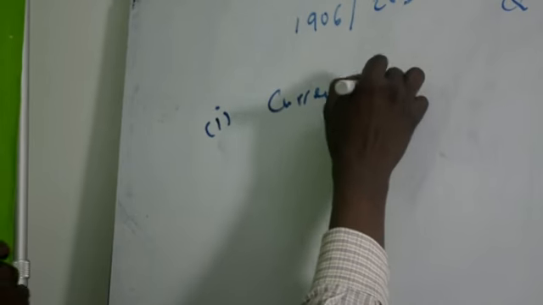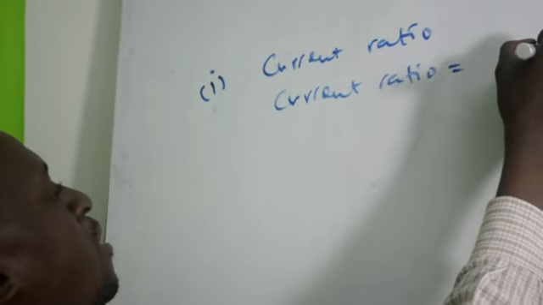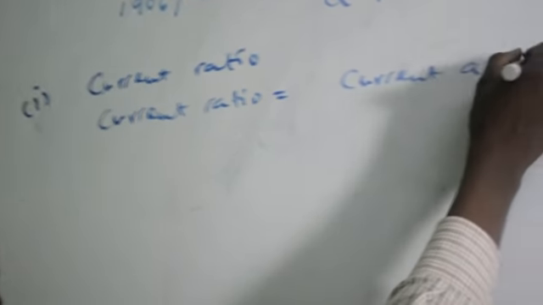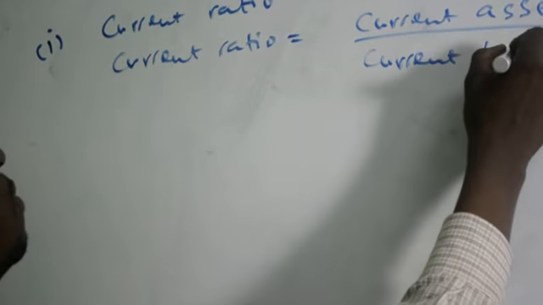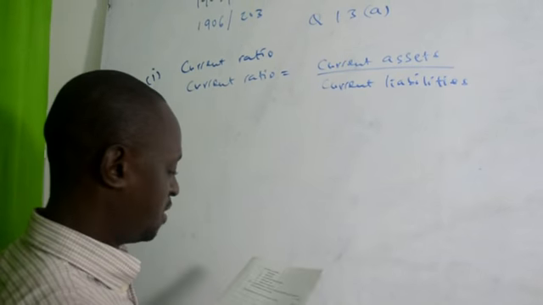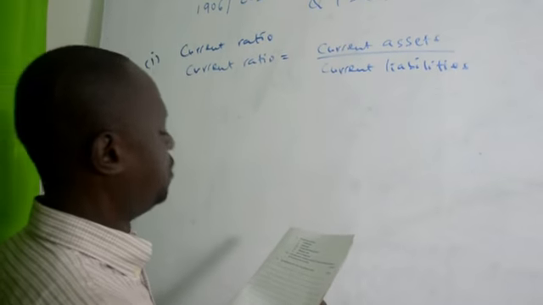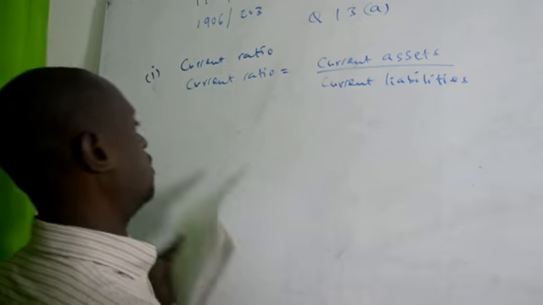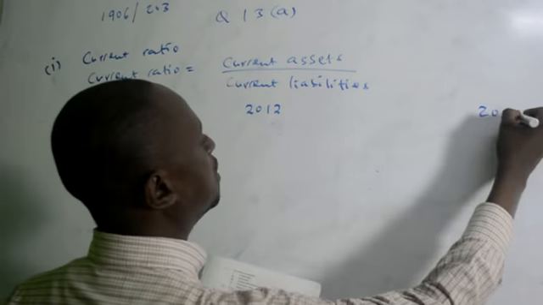We have current ratio. So how do we get current ratio? We say that current ratio equals current assets over current liabilities. That's how we get current ratio. Now remember, we are required to calculate for each year. So we have here 2012 and 2013.